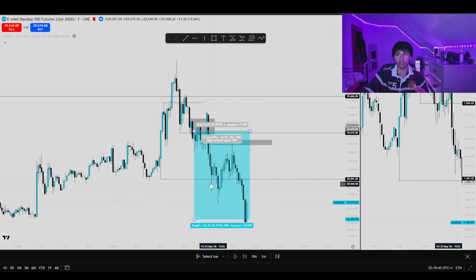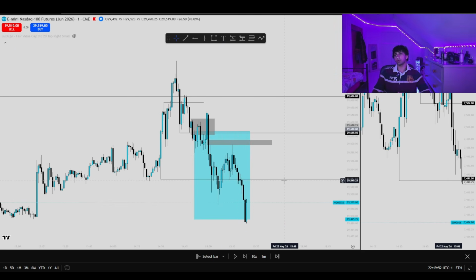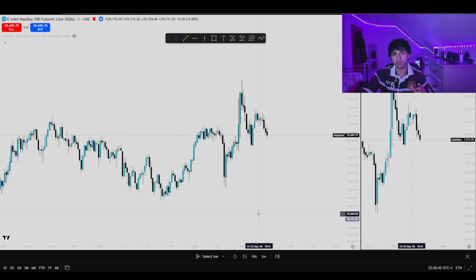And that is why I did not trail to this high. I trailed to the high of this fair value gap, so slightly in profit. So I wouldn't have got completely out at break even, but basically break even, and that's what I've done for that position right there. Alright, so we're in the PM session now.